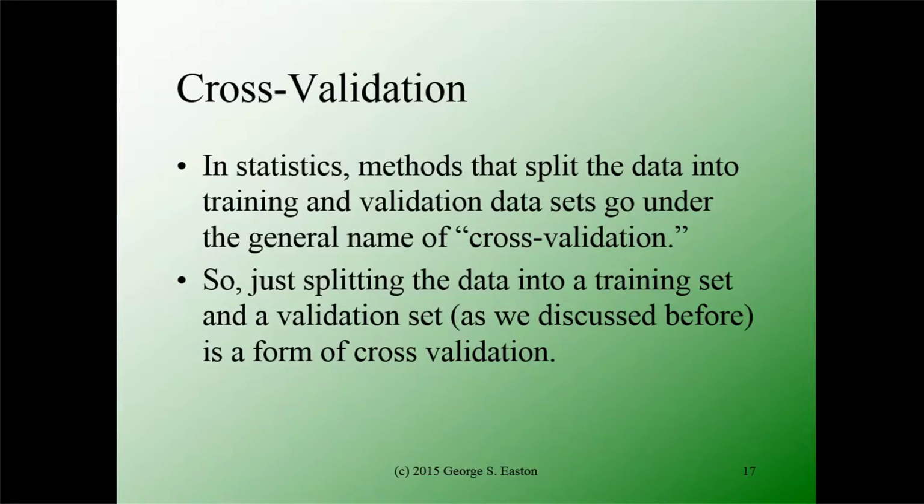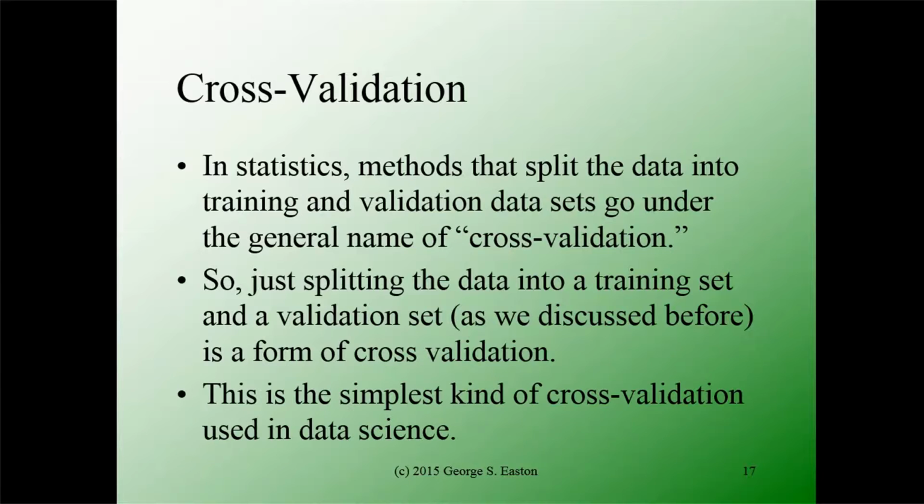So let me just clarify a little bit the difference between the first and the second bullet here. Many of the methods that go under the name of cross-validation in statistics involve splitting the data into training and validation data sets multiple times. What we have done so far is just take our data and split it into a training and a validation, and perhaps a test data set as well, but just a single time. So when we split the data into a training and validation data set randomly a single time, this is really the simplest kind of cross-validation that we might consider doing.